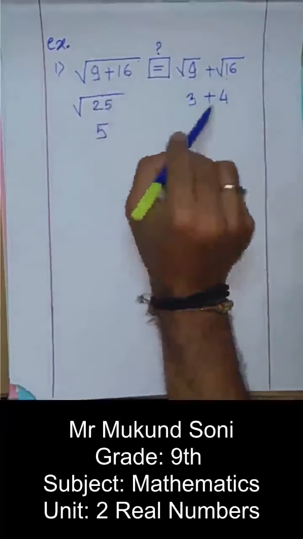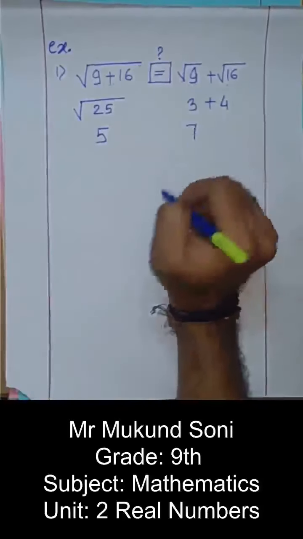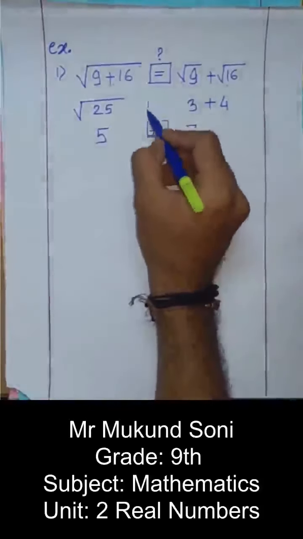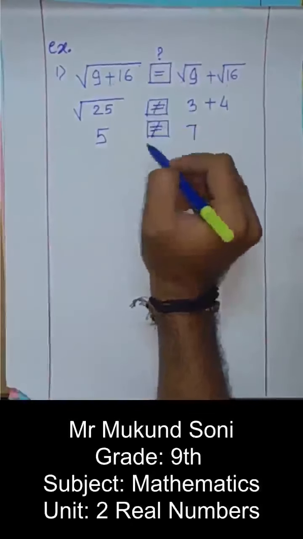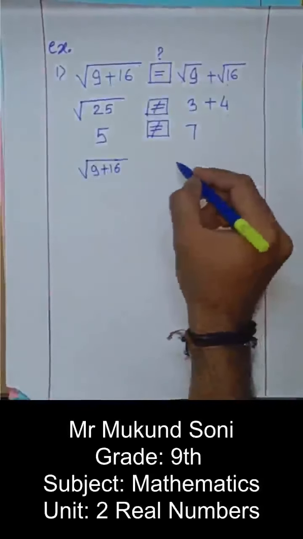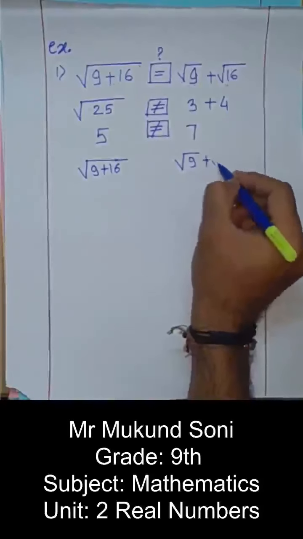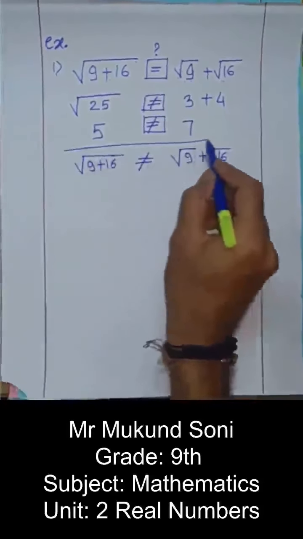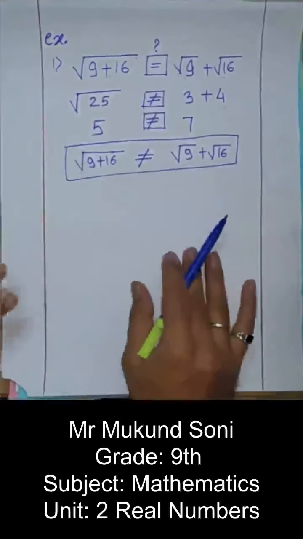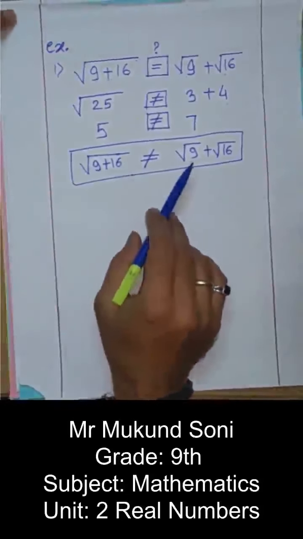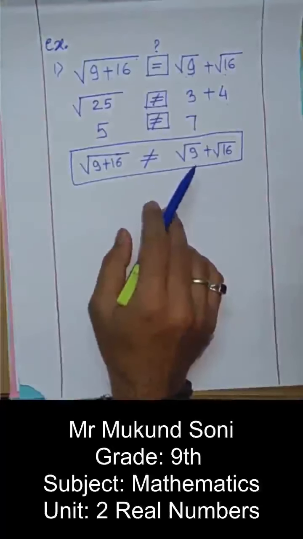And 3 plus 4 will become 7. Now as you can see, 5 and 7 are not equal. So that means root of 9 plus 16 cannot be written as root 9 plus root 16 because they surely do not have the same value. So do not just split like this. Not with just 9 and 16, but with any other number. It is a common belief and a common mistake.